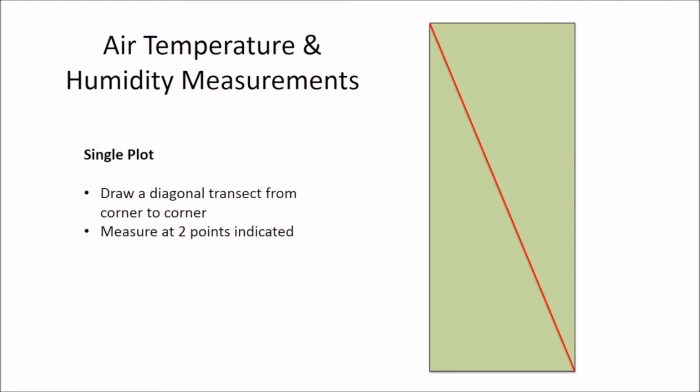Air temperature and humidity are to be measured at the same 2 points as soil temperature were measured. These measurements are taken at both the ground level and within the canopy of the crop.